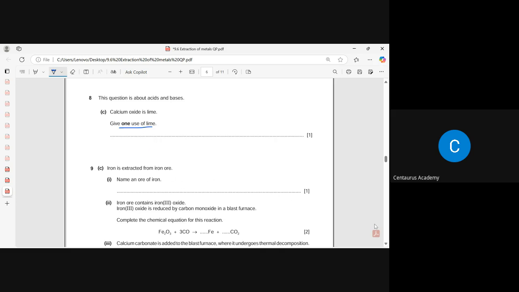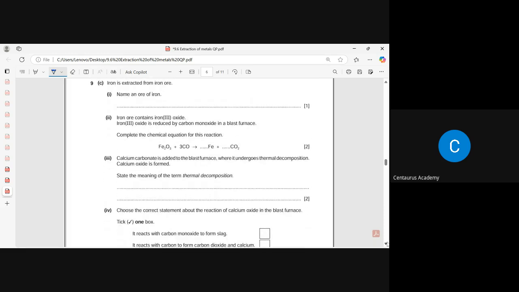Iron is extracted from iron ore. Name the ore of iron. We've talked about this. This is hematite. Just need to know the correct spelling of it. Iron ore contains iron(III) oxide, which is reduced by carbon monoxide in the blast furnace. Complete the chemical equation for this reaction. I think you guys can do this one. It's easy.